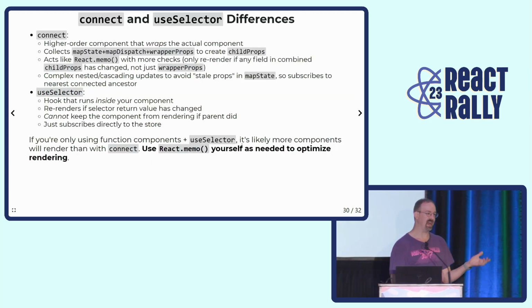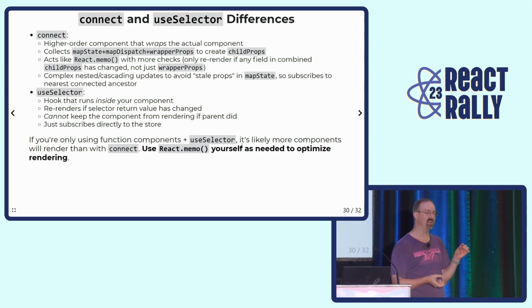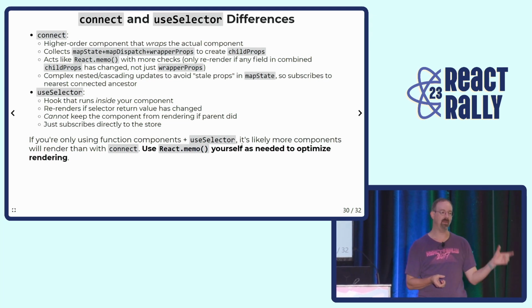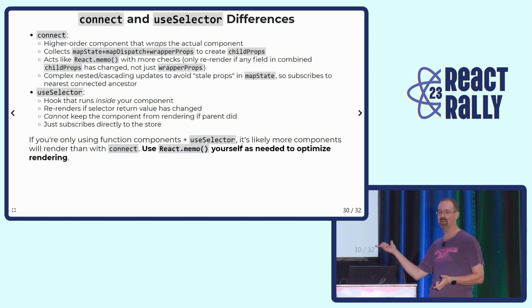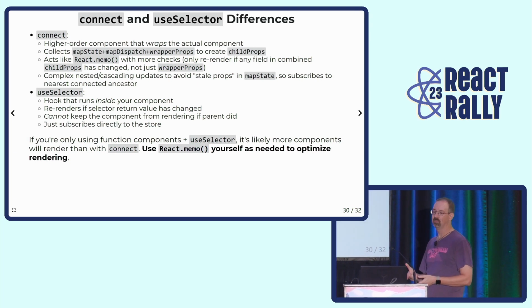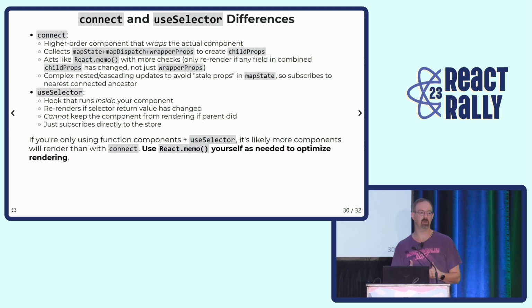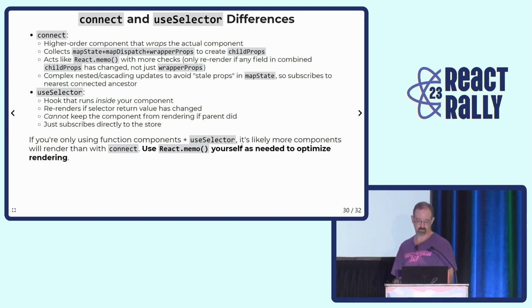Couple quick differences. Connect wraps the component. It's kind of like having React.memo automatically. In fact, that's how it works internally. useSelector is a hook that is inside of the component. So if you want to avoid some of that nested re-rendering, go ahead and apply React.memo yourself.